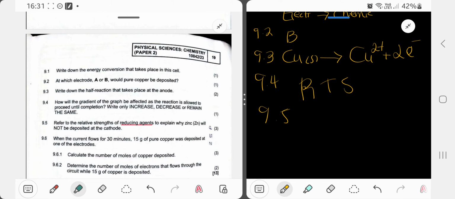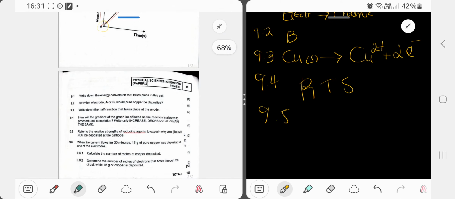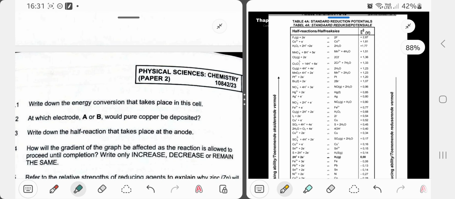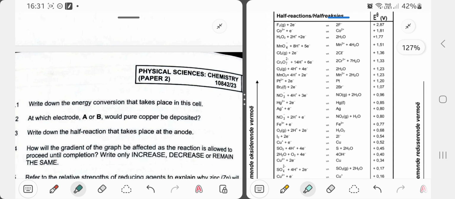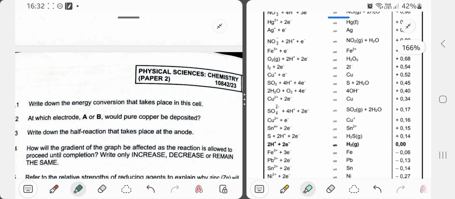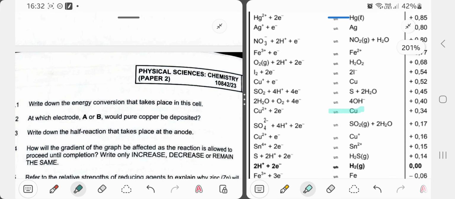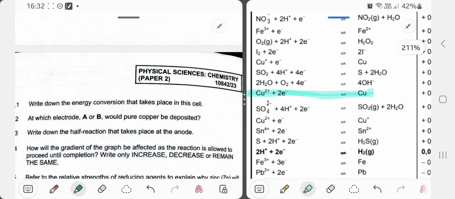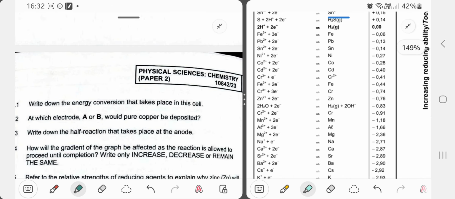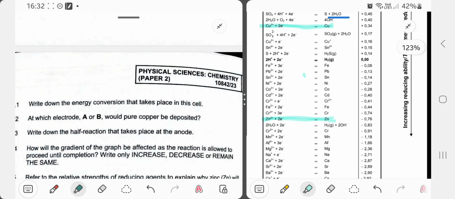So what did we say? We said what will be deposited at the cathode is copper. So now they're asking why copper and not zinc. Let's go to our table and identify the things we're looking for: copper and zinc. There are a lot of coppers, so please be careful. We're going to be using that copper there. And then let's look for our Zn. Yes, this is the Zn we're going to be using. So they're asking us why the copper is being deposited and not Zn.